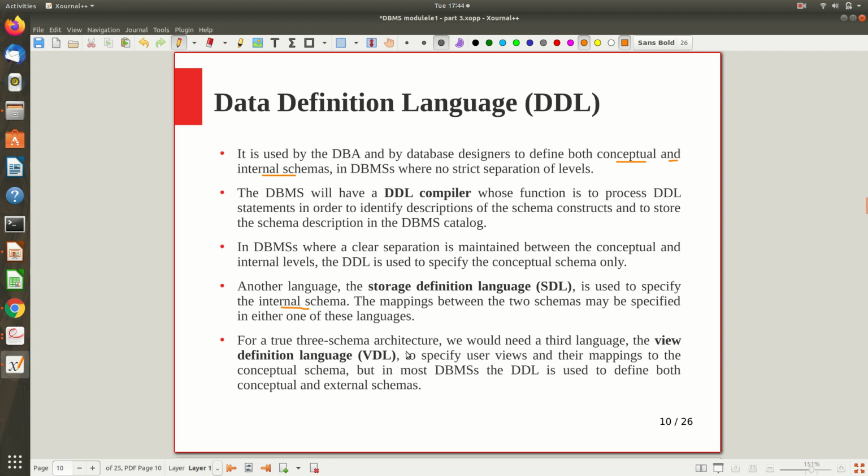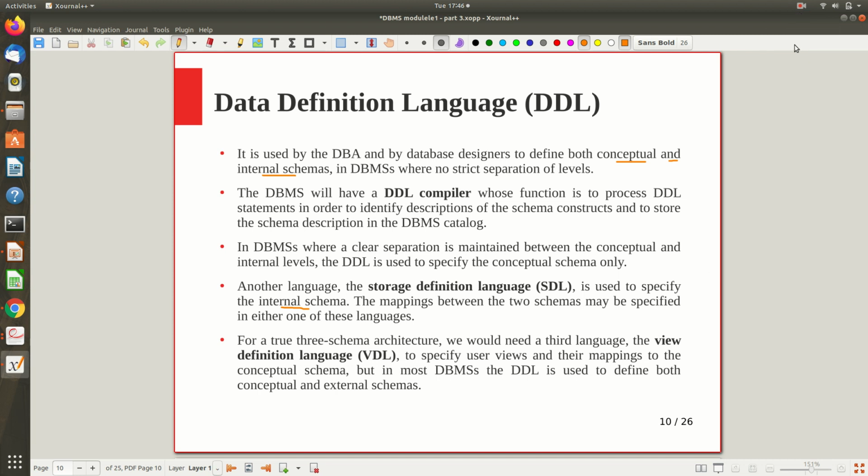For the external schema also we can think of a language, say a view definition language. The external schema deals with the views, right? So we can think about something called a view definition language to specify the user views and their mappings to the conceptual schema. But in most DBMSs, and this last line is important, the DDL is used to define both the conceptual and external schema. Okay, the same DDL. So the conclusion is that the same DDL can be used for defining the conceptual schema, the external schema, and of course the internal schema. All those things can be defined by it.